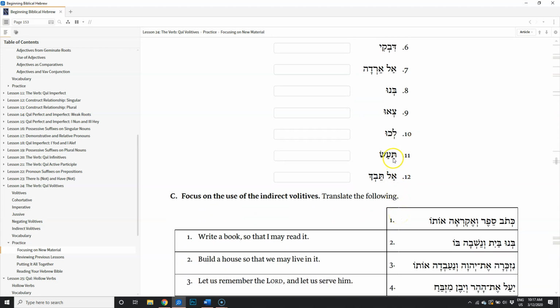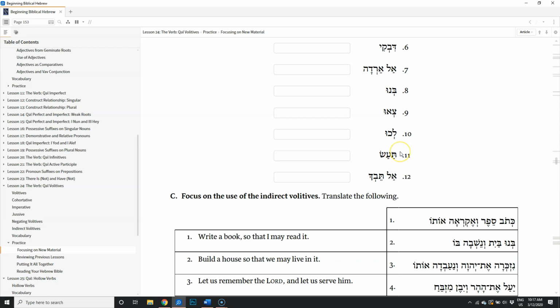And finally, number 11, we've got ta'as. Okay, ta'as here, I do have a prefix. This is not part of the root. My root here is actually asa with the Kametz Hey. And the fact that this ta'as has lost the Kametz Hey tells me that this is jussive. And so this is actually going to be a jussive 3FS.